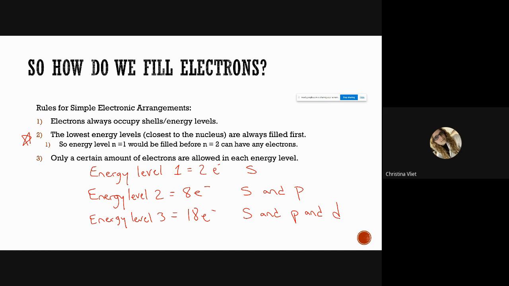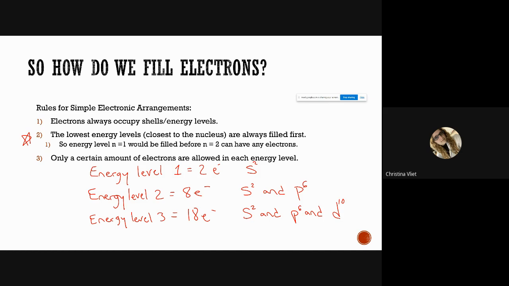If you recall electron configurations, S maxes out at 2, P maxes out at 6. That's the 6 you were all thinking of, by the way. And D maxes out at 10. And that's 2. 2 plus 6 is 8. 2 plus 6 plus 10 is 18.